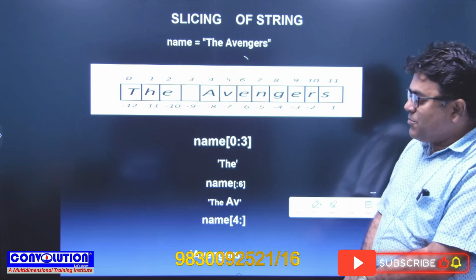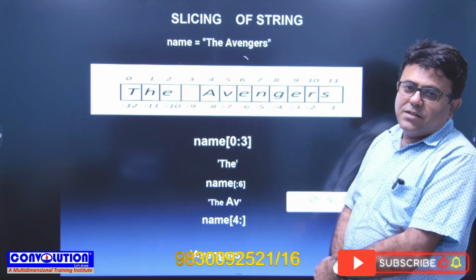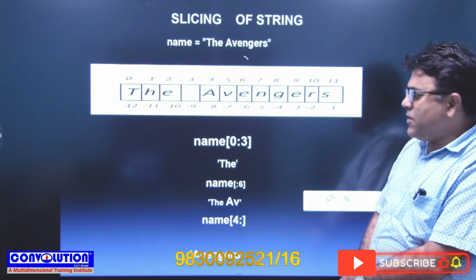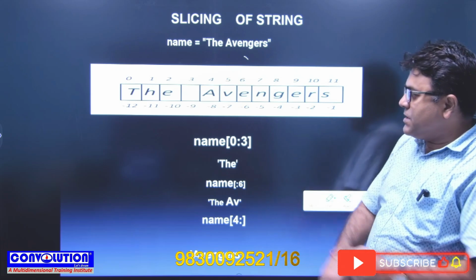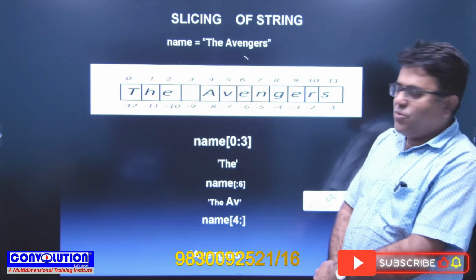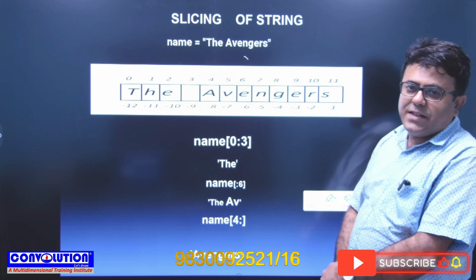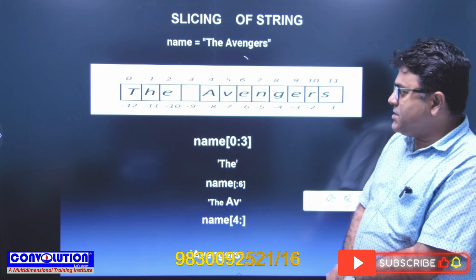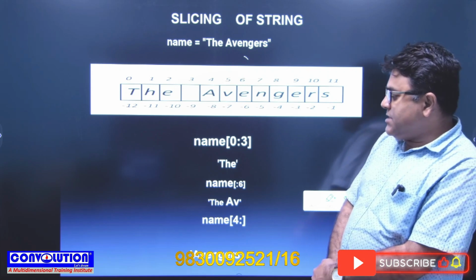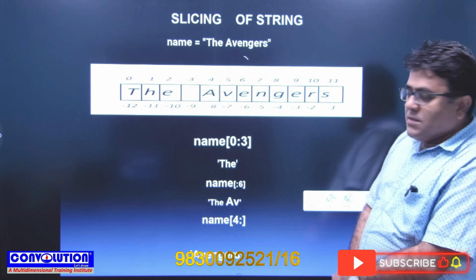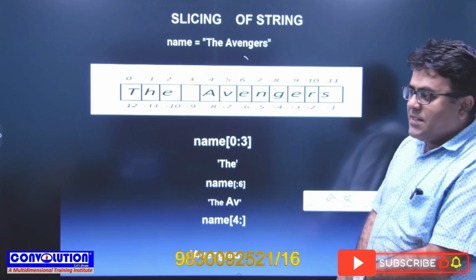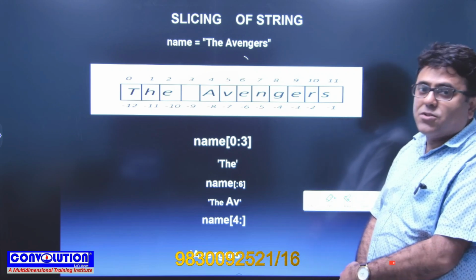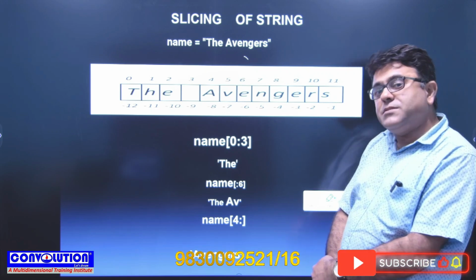Next, take another example: name, then square bracket, colon, then 6. Notice one thing: in the previous example before the colon I said 0, but here I am not specifying anything. After the colon I am saying 6. Look at the output: it is THE space AV. That means if you are not specifying any number before the colon, Python assumes you are going to start your counting from the first location, the 0th location.